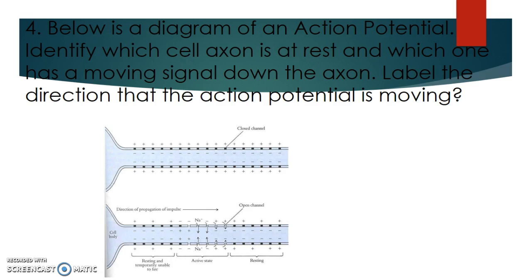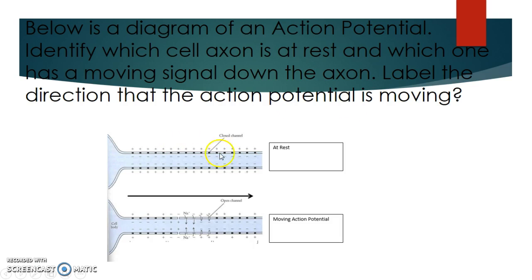Below is a diagram of an action potential. Identify which cell axon is at rest, and which one has a signal moving down the axon. And then you should be able to label the direction that the action potential is moving.